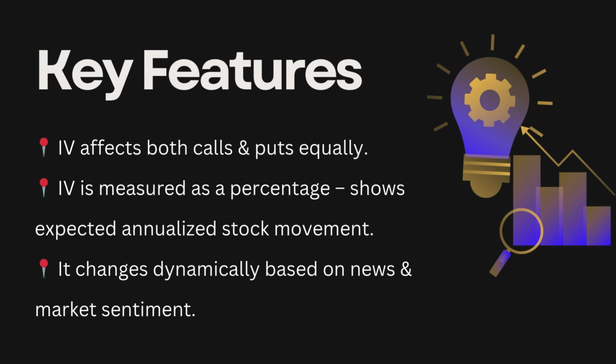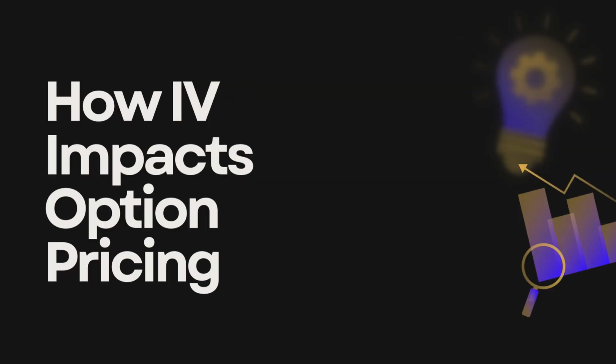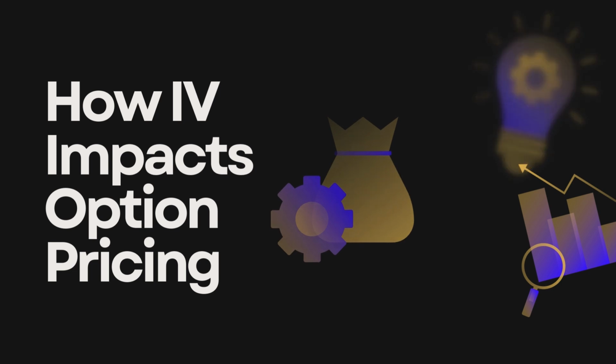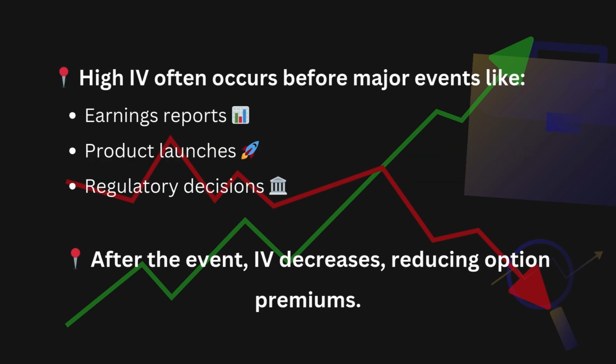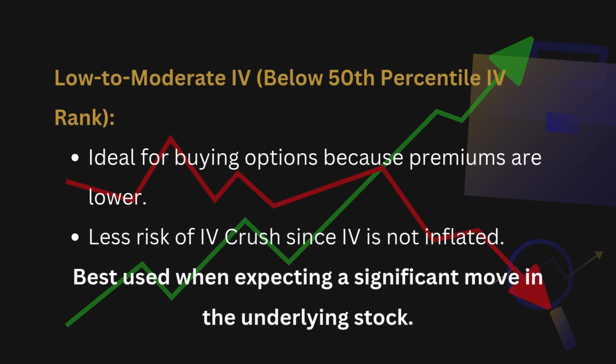Now, let's look at how IV impacts options pricing. Implied volatility is a major factor in an option's price, specifically its extrinsic value. When IV is high, options become expensive. This happens before earnings reports, product launches, or major news. The market anticipates big swings, and traders are willing to pay more for potential upside.